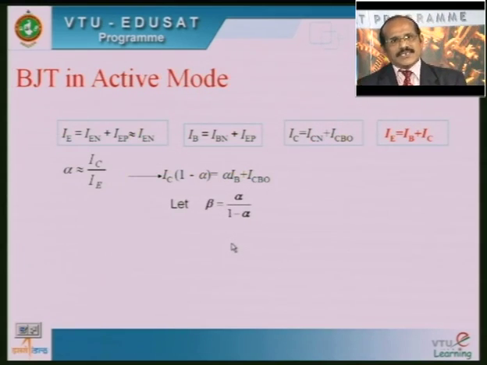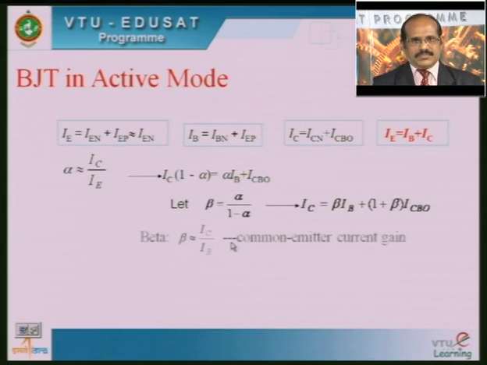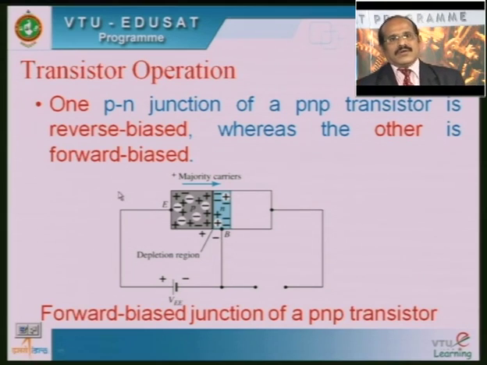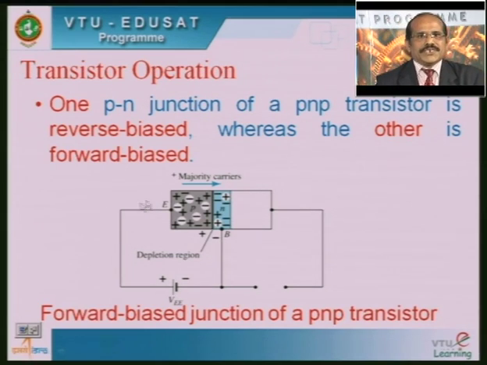So now let us see the transistor operation one by one. Here we have considered only one PN junction of the PNP transistor. We have taken a PNP. P is having the holes as the majority charge carriers, whereas the N is having electrons as the majority carriers.